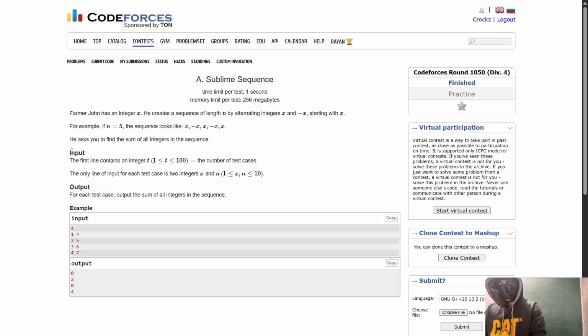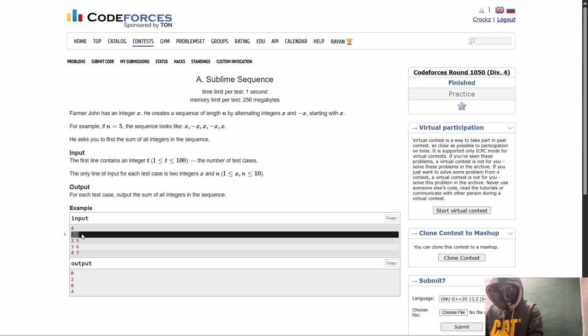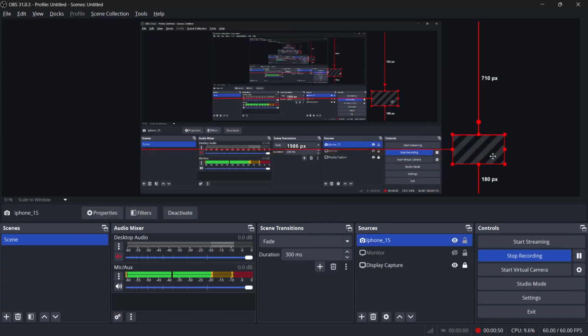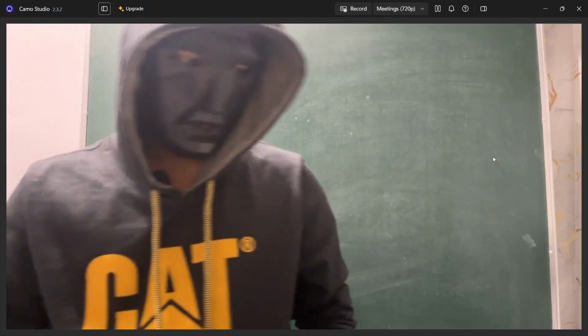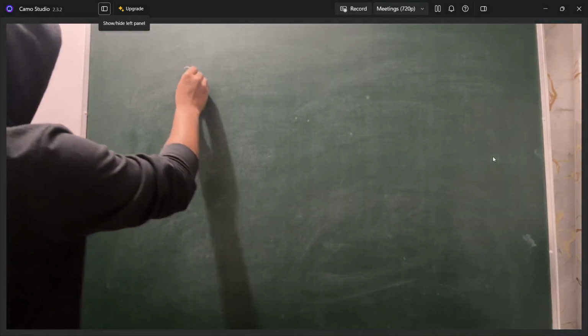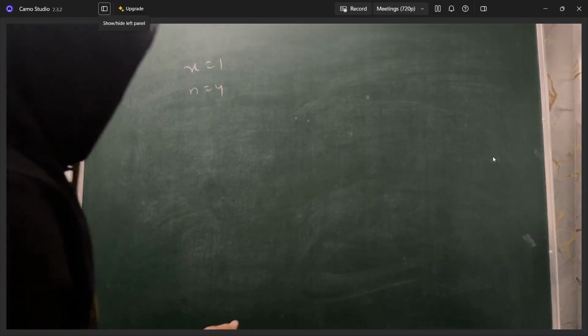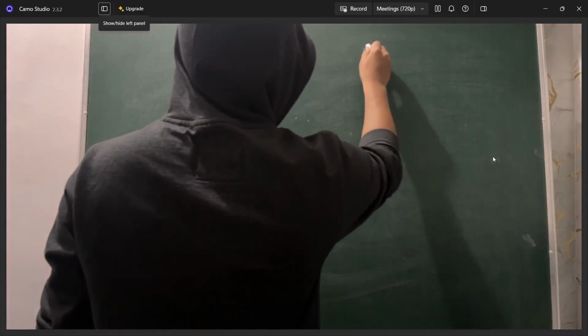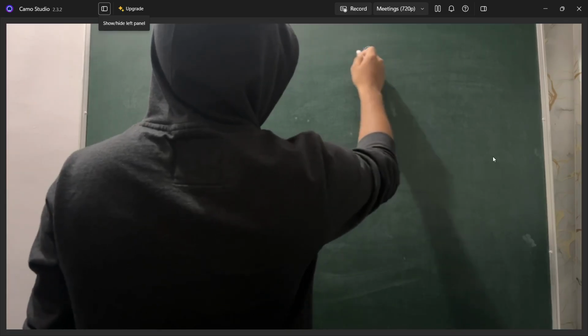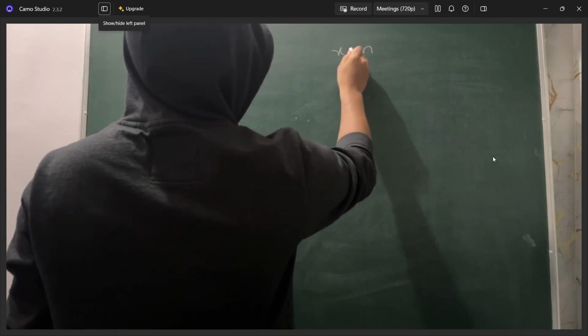Let's consider what they're saying in the input. The first line has integer t denoting the number of test cases, and for every test case we have two integers x and n. So let's take this example and see what they're trying to say. We have x as 1, n as 4. In a nutshell, they'll give you integer x and integer n.